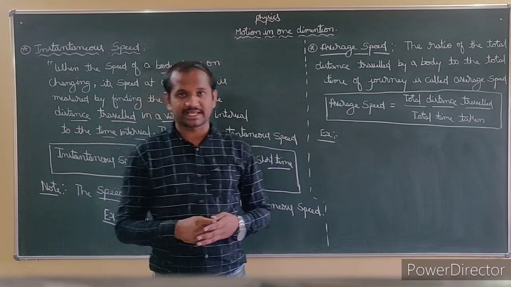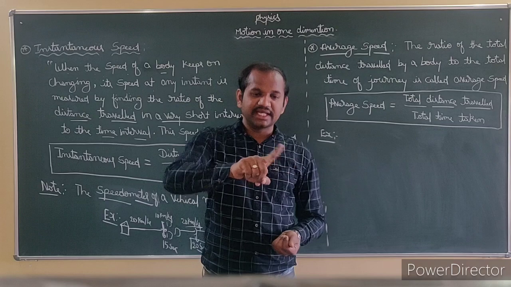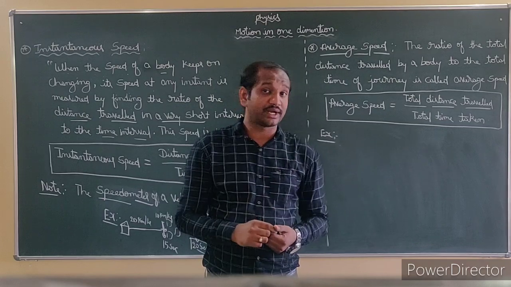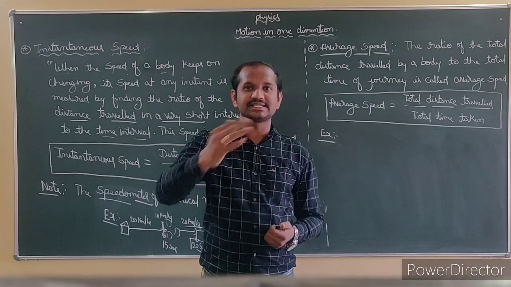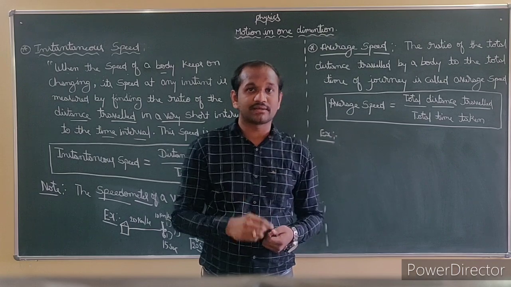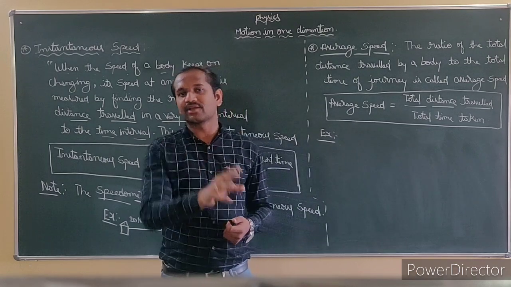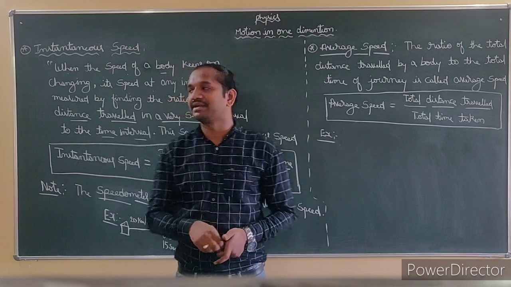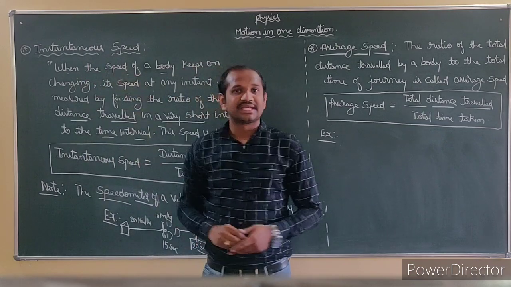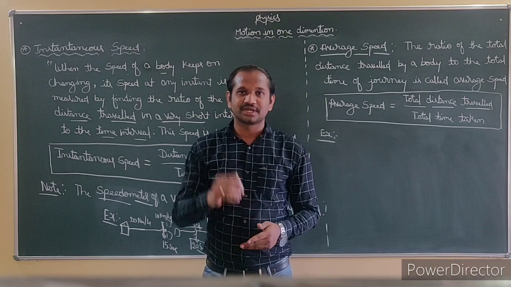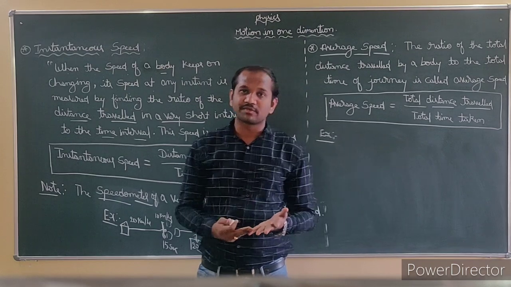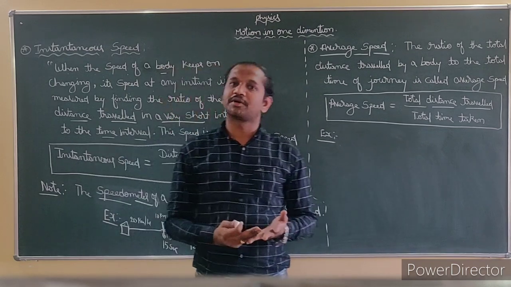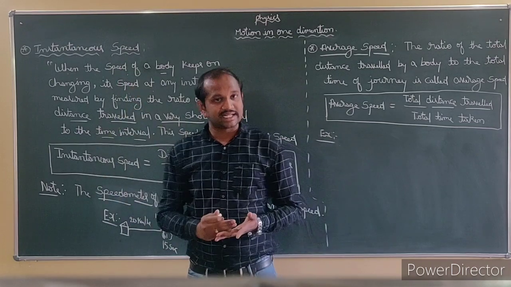You might have seen it in watches and bikes. With a needle, we are not able to predict accurately. We have only 40, 20 digits, but in between we are not able to tell. But if you have digits, you can accurately tell it is 46 or 48 km per hour. Such type of speed is known as instantaneous speed. Understood? Just now we finished uniform speed and non-uniform or variable speed. The third one is instantaneous speed.